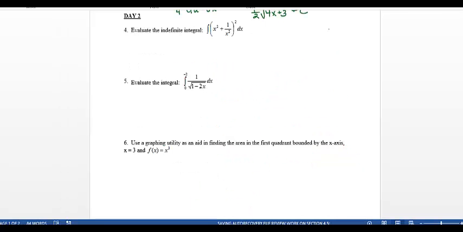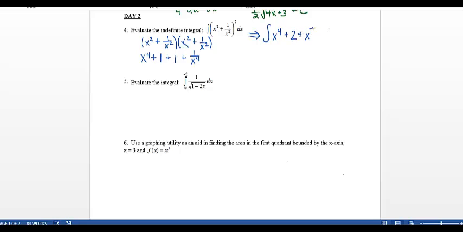For day 2, the first problem we look at here, if you try to make a u statement, it will not work out. So what you need to do is simply FOIL this so that it is a term plus a term plus a term. First times first gives you x to the fourth. Outer times outer gives you x squared over x squared, which is a 1. Inner times inner gives you x squared over x squared, which is 1. And then last times last gives you 1 over x to the fourth. So you can rewrite this integral as x to the fourth plus 2 plus x to the negative 4.